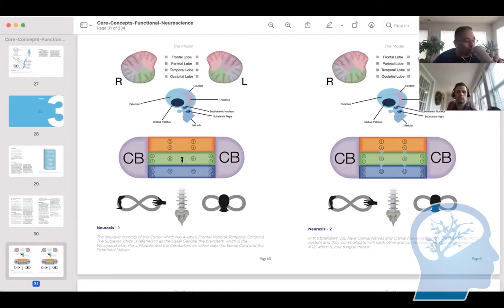Hold on one sec. Excuse me. Which is a valve between the small and large intestine. I just need some more water.